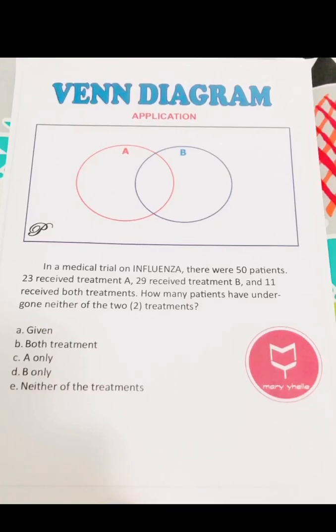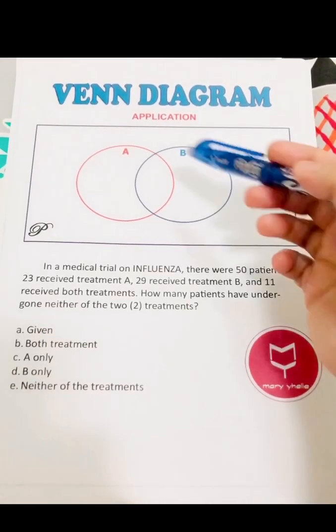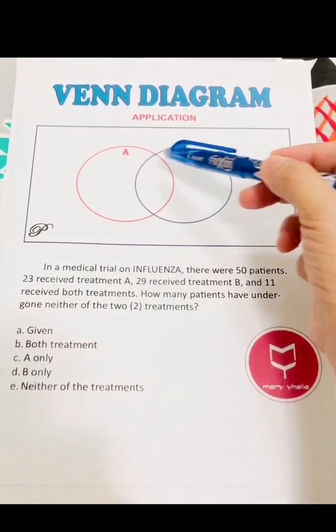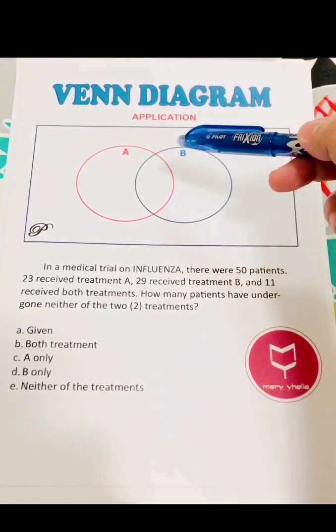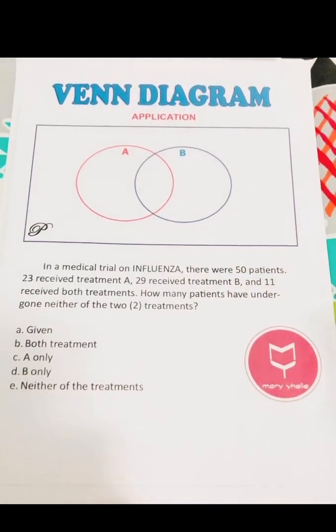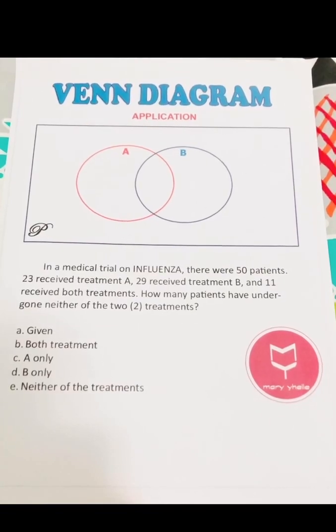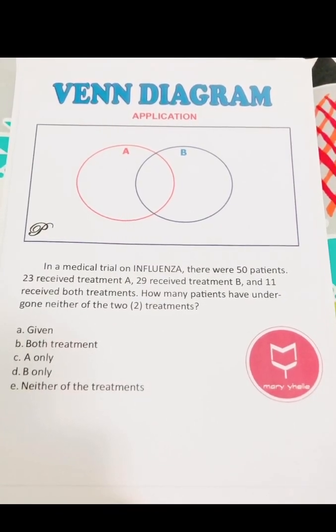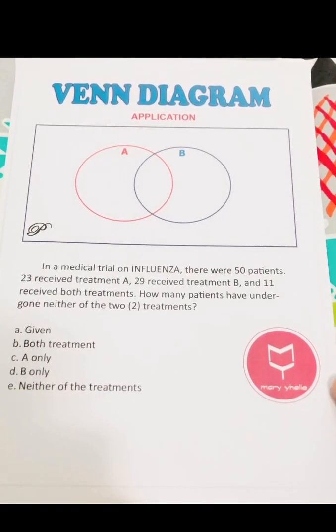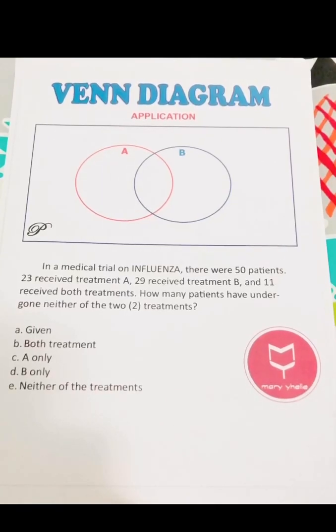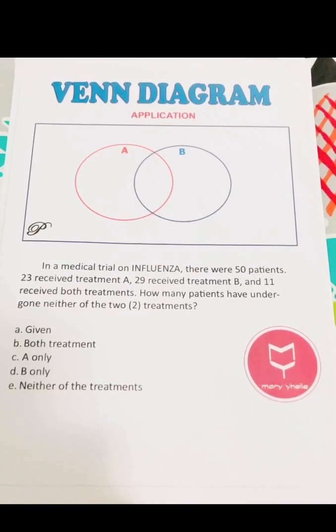From the word both treatments, that will give you an idea that these two circles are overlapping already. They may be joint sets, or they have an intersection of sets. So the question is, how many patients have undergone neither of the two treatments?